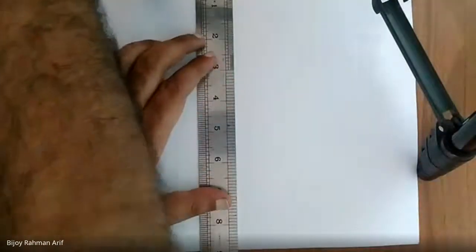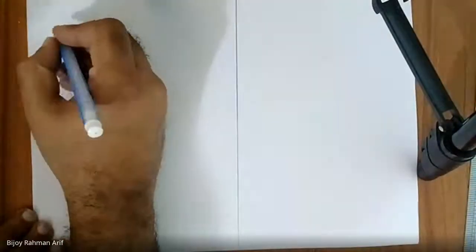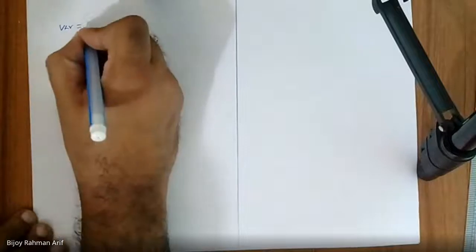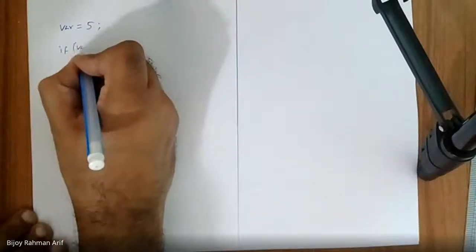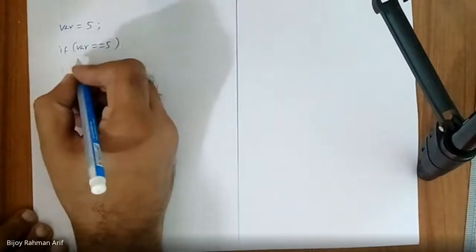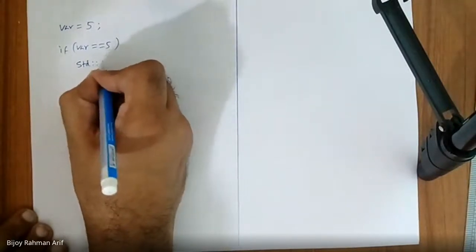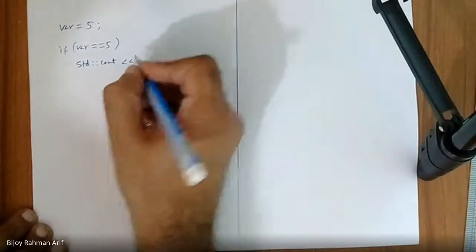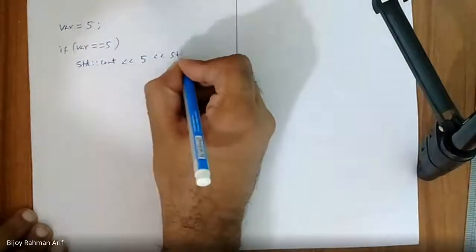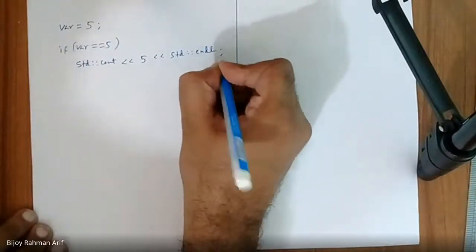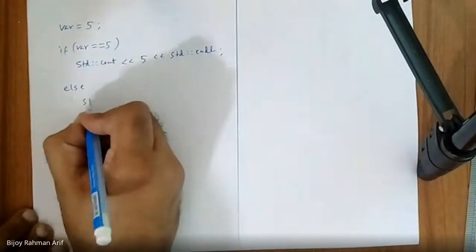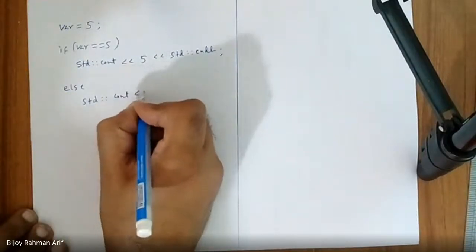Sir, I asked my teacher about it when we used the C++ language, in digital logic. In a language you know how to take a decision, right? For example, there is a var equal to 5. If var is equal to 5 then std::cout prints 5, std::endl, and else std::cout prints 0.